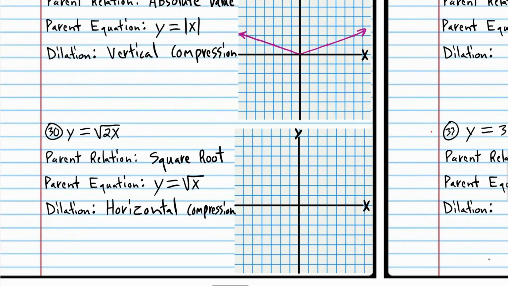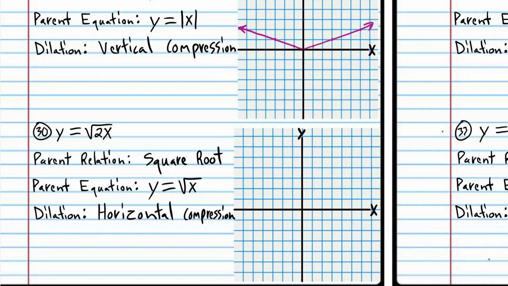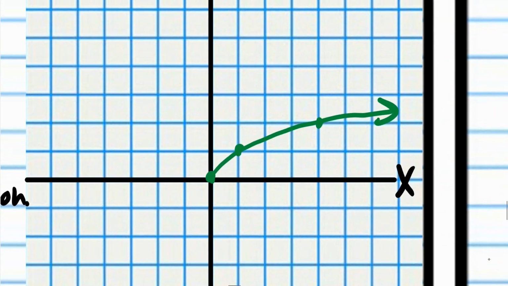Okay, so if you look at your parent graph, your library of relations, square root x has these reference points: 1, 1, 0, 0, and 4, 2. So that's what the parent graph looks like. But we're multiplying x in this equation, so it's going to change the graph. Whenever you multiply x, that means you take all the x values and divide them by that number. Divide by 2. So this x value is 4. We're going to divide it by 2, and we get 2. Divide this x value by 2, and we get 1/2.